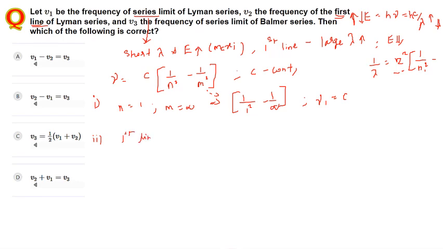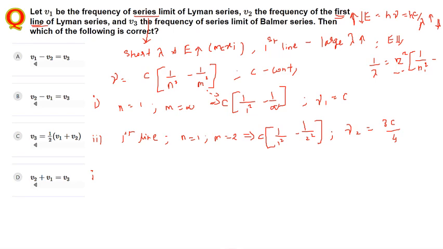Now for the second case, that is the first line of the Lyman series, n is equal to 1 and m is equal to 2. Now substitute this value: 1 square minus 2 square. Simplify this, and what you are going to have is nu 2 is equal to 3c divided by 4. The constant term c will be there. Hope you remember this one.